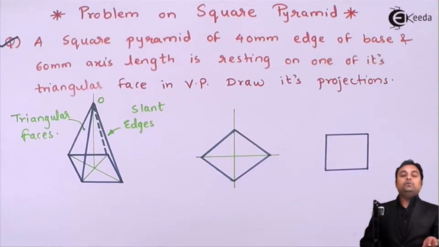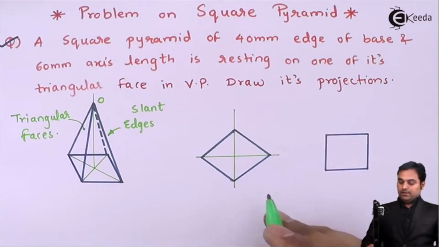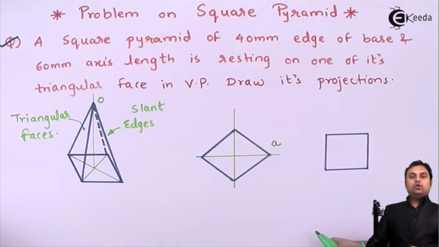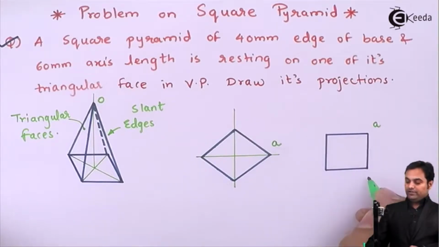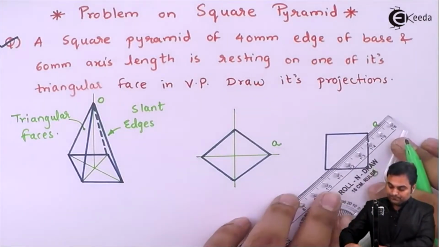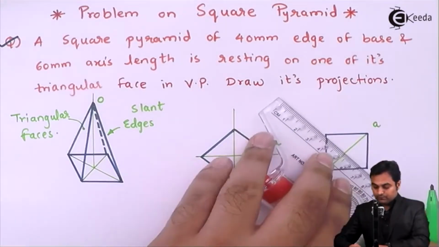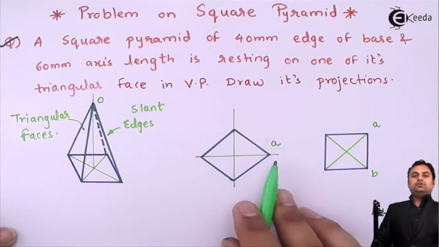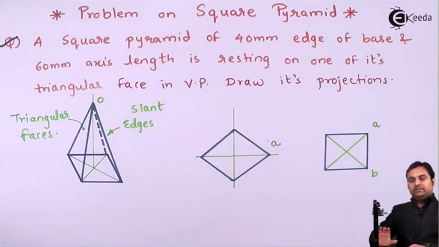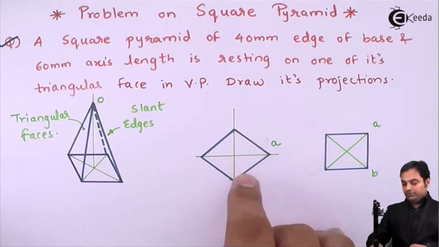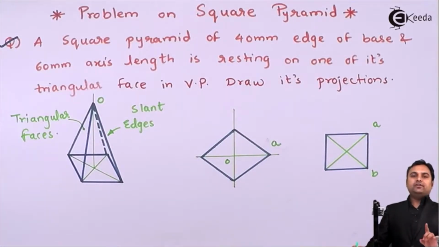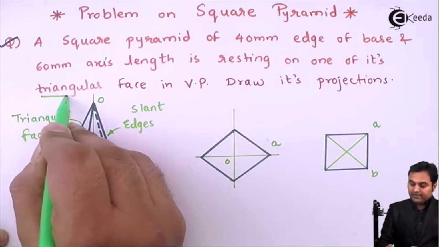Now there are two ways in which a square can be drawn. Either in this first condition, where it is resting on its corner, or the second condition where it is resting on an edge like AB. Now suppose if I take the first condition, that is resting on the corner, and when I will be tilting this pyramid, it will rest on this slant edge, which is O to A, and not on the triangular face. The condition is such that it should rest on its triangular face.